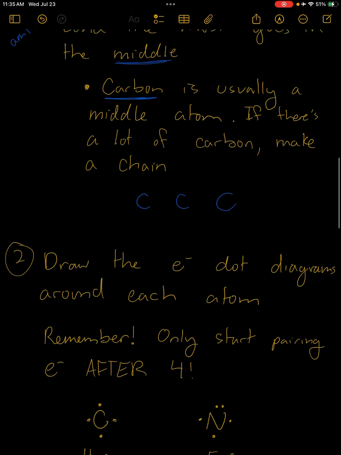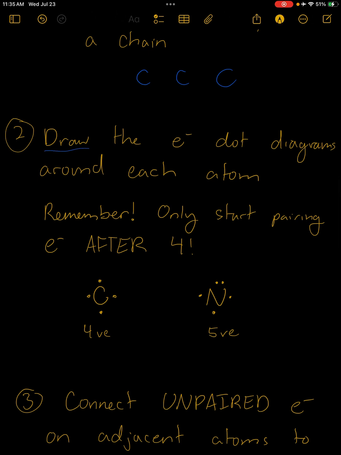All right. Step 2 says to draw the electron dot diagrams around each atom. Remember, when you're drawing an electron dot, you only start pairing up the electrons after 4. So you can see down here that carbon has 4 valence electrons, and so all of those would remain unpaired. But nitrogen has 5. So when you draw that out, you're going to do 1, 2, 3, 4, and then pair up the 5th one. And if you're wondering where I got this information, how I know that carbon and nitrogen have 4 and 5 valence electrons respectively, it has to do with their group on the periodic table. Carbon's in group 14, so it has 4. Nitrogen's in group 15, so it has 5.